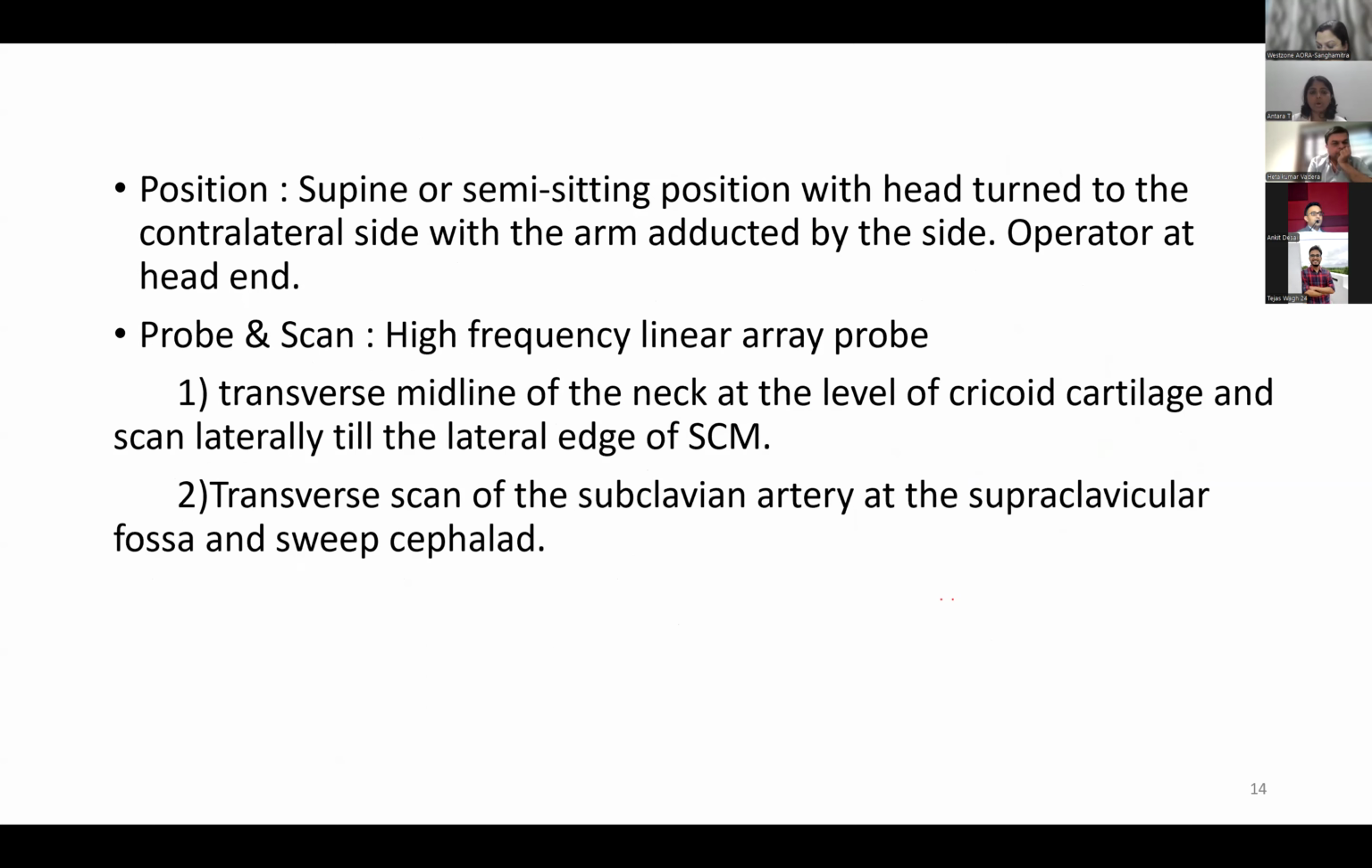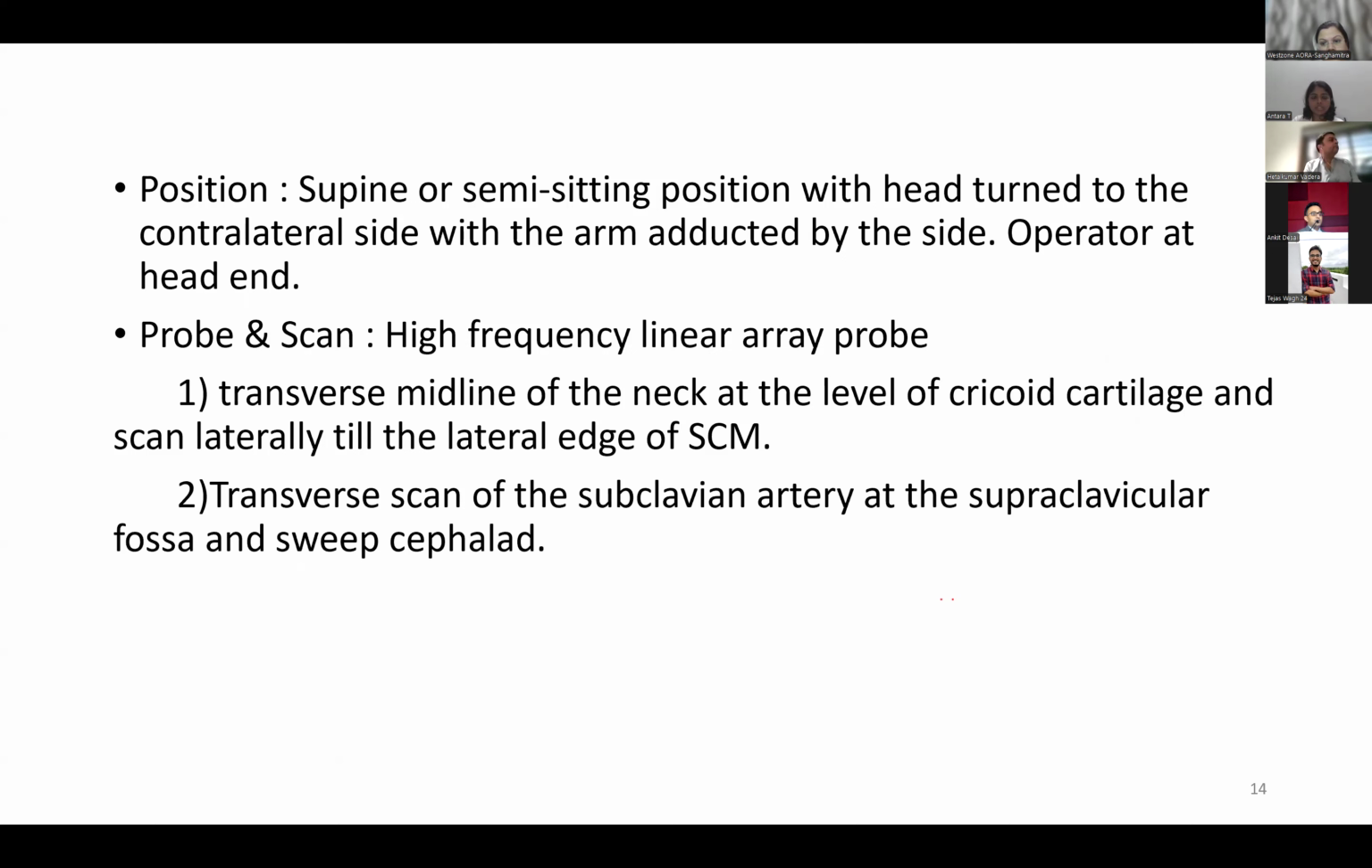So in this block, the position of the patient is supine or semi-sitting with the head turned to the contralateral side and the arm adducted by the side. The operator stands at the head end and the USG machine is placed according to the convenience of the operator. The probe we use is a high frequency linear array probe. In pediatric patients, we use a smaller footprint or a hockey stick probe.